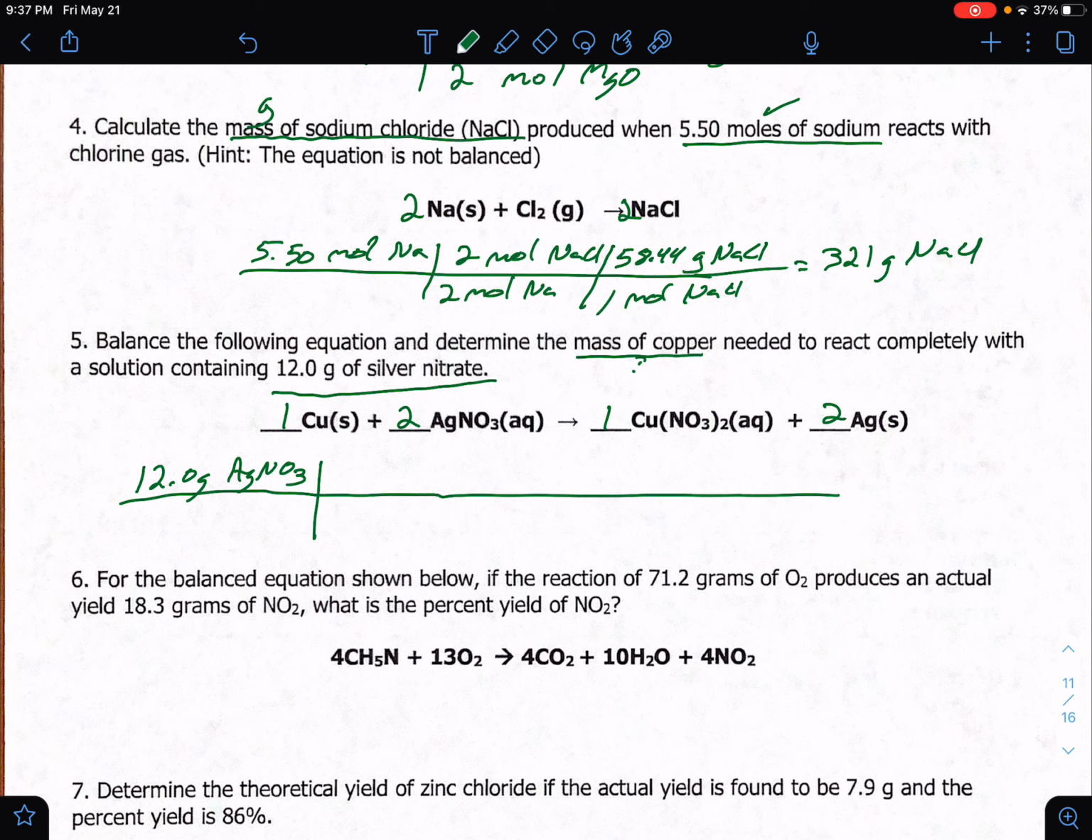Okay, this is going to be the long one. I'm actually in grams now, so I need to get out of grams and into moles. So I'm going to put grams of AgNO3 on bottom.